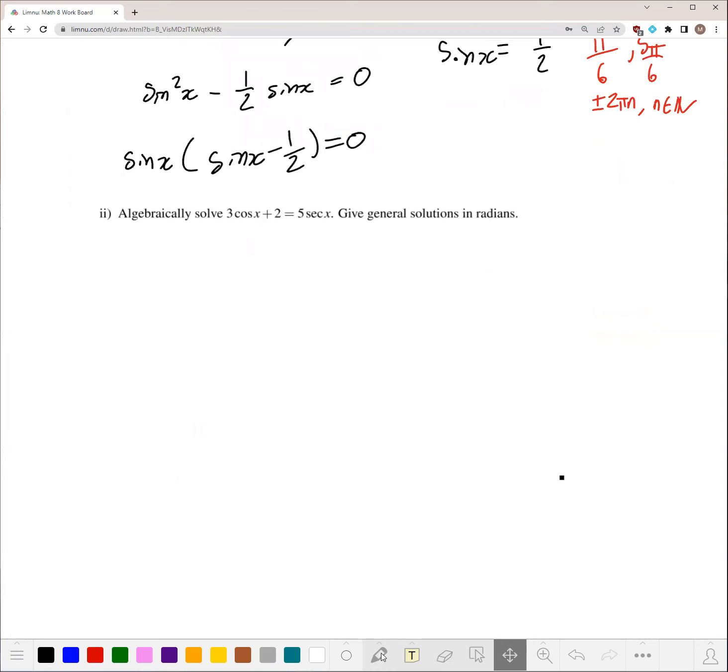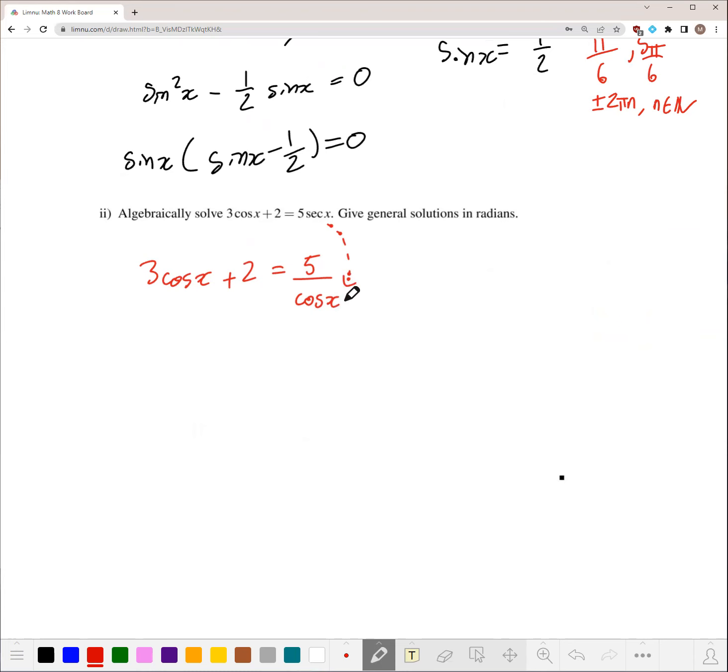Algebraically solve 3 cos x plus 2 equals 5 secant x. Okay, well, let's try this out. So we've got 3 cos x plus 2 equals 5 over cosine x, right? So there we go. I'm starting off by giving myself the reciprocal identity.